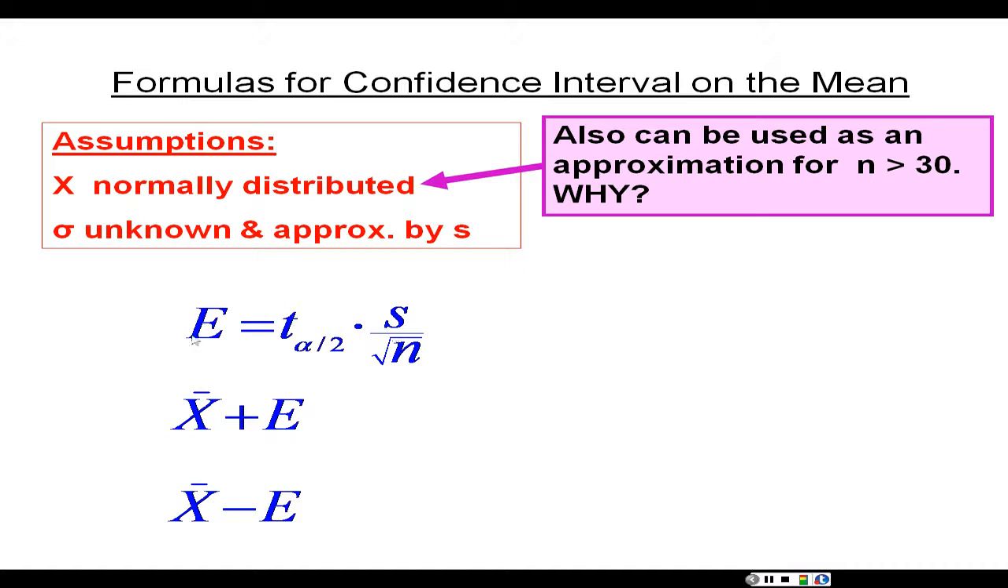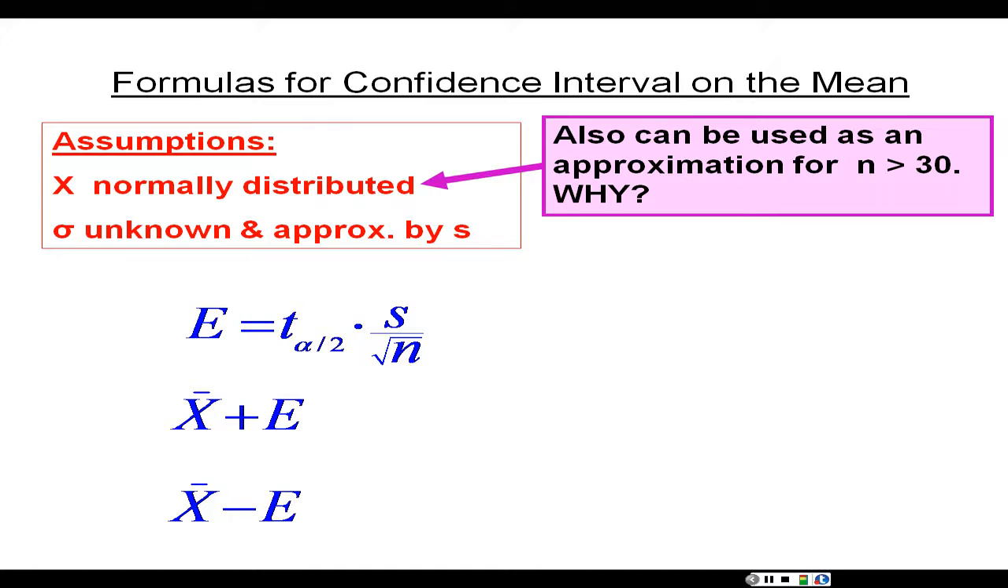Now, let's look at the formulas. The formula for your margin of error is your critical t value times your standard deviation divided by the square root of n. After you find your margin of error, you add it and subtract it from your mean in order to find the two limits, and these two limits will tell you the range of values that you could have for your population mean.